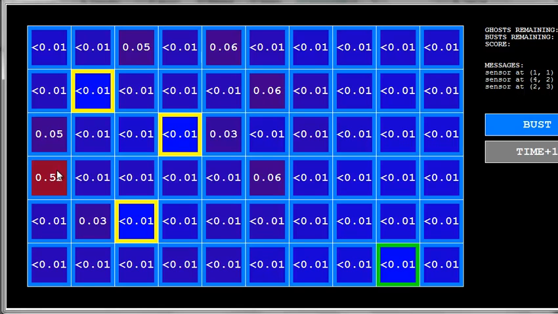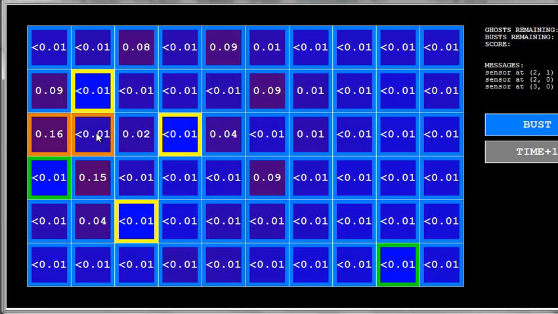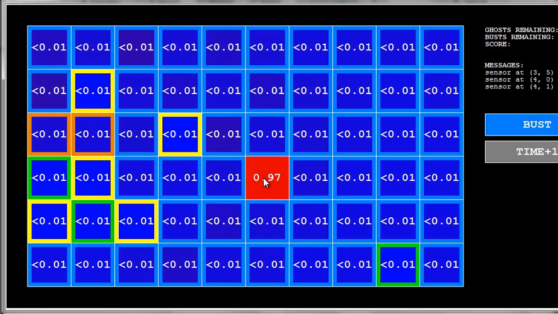Let's go measure and see what's going on. Oh, maybe the ghost is not there. We measured green. Let's try nearby because maybe it was just a noisy measurement and we got unlucky. Orange, orange, yellow, green, yellow. So, well, maybe the ghost is not around here. Now it's pretty likely over here. Let's check. Oh, 0.97. That's pretty likely. Let's go for it. We got it.